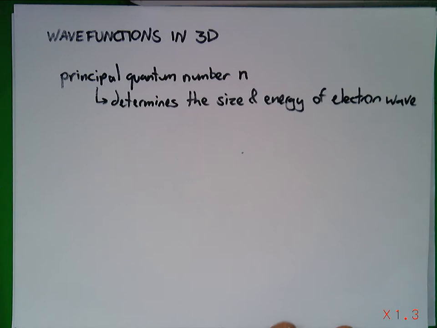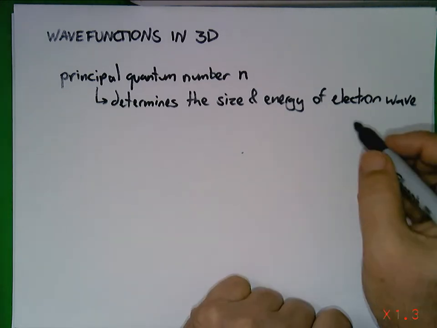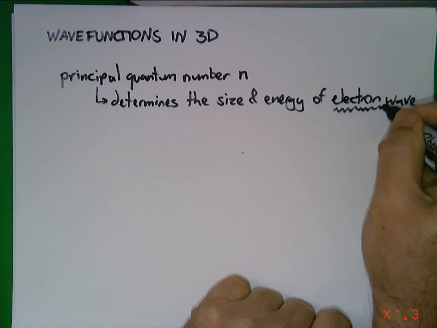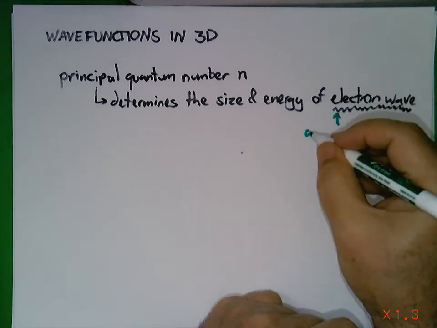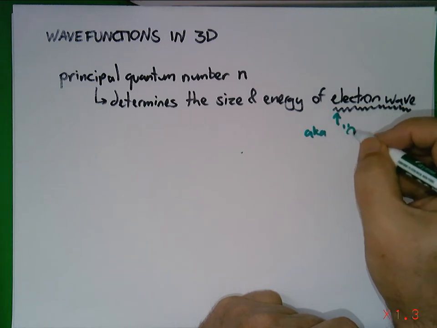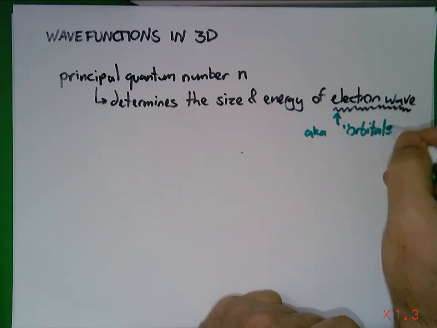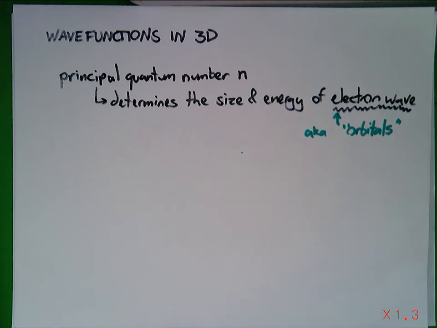Now, when I'm talking about these three-dimensional electron waves, I'm going to introduce a vocabulary word so I don't have to keep on saying electron wave function or electron wave. I am going to call these orbitals. Okay, so I'm going to use this word from now on whenever I'm talking about an electron wave. It's an orbital. So what do these orbitals look like?